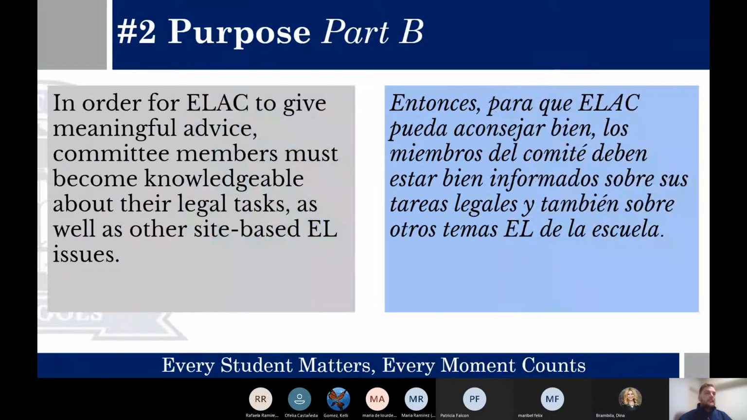In order for the ELAC to give meaningful advice, committee members must become knowledgeable about their legal task as well as other site-based EL issues. So, otro de los propósitos es que este comité de ELAC pueda aconsejar bien. Por eso los miembros del comité deben de estar bien informados sobre sus tareas legales y también sobre otros temas relacionados con aprendices de inglés de la escuela.